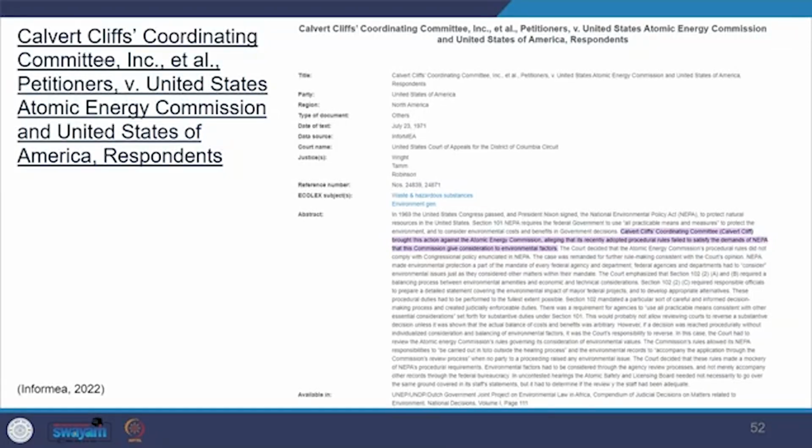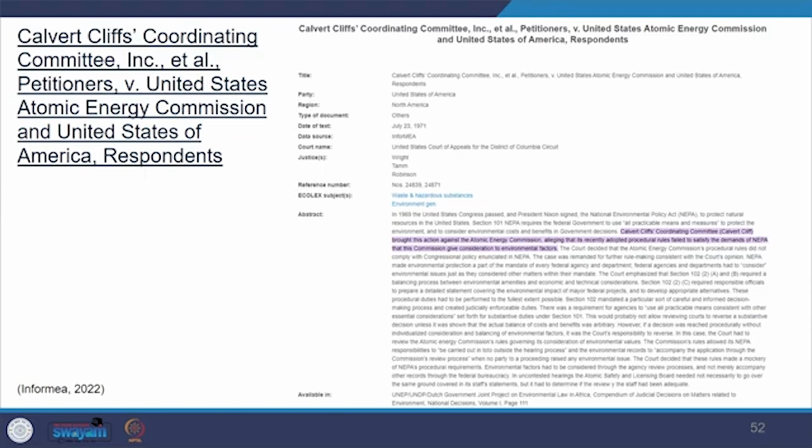So like you can see here in the court case of 1971, this is the case of Calvert Cliffs Coordinating Committee, which brought this action against the Atomic Energy Commission. So it was the project of the Atomic Energy Commission, and Calvert Cliffs was charging the Atomic Energy Commission that its recently adopted procedural rules, what they were adopting, failed to satisfy the demands of NEPA. So it was not as per the law that this commission gave consideration to environmental factors. So it was challenging their process.